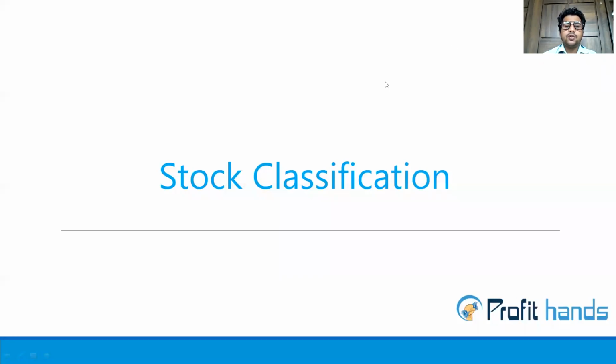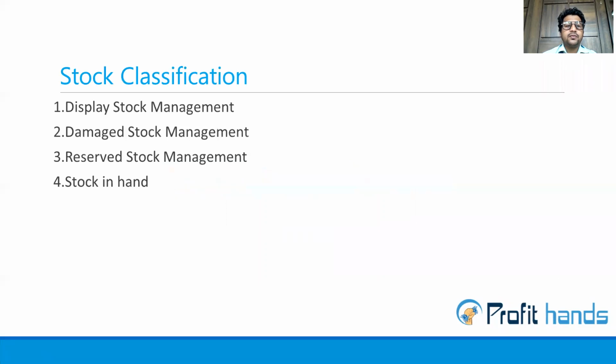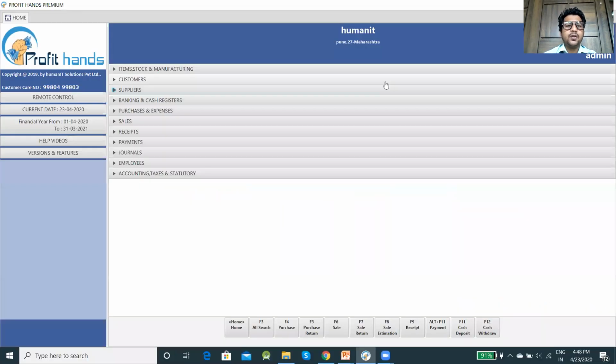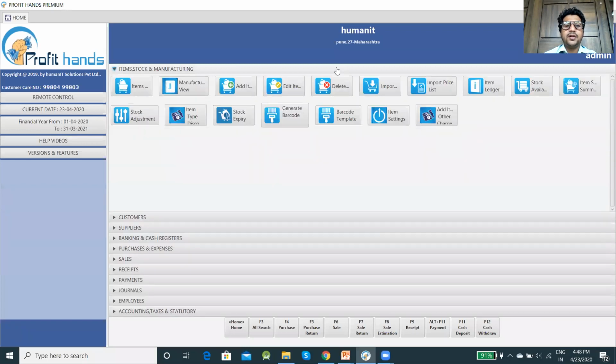Today we will go through stock classification. In this we will see display stock management, damage stock management, reserve stock management and stock in hand. So let's open the software. First you have to click on items, then you have to go into item settings.